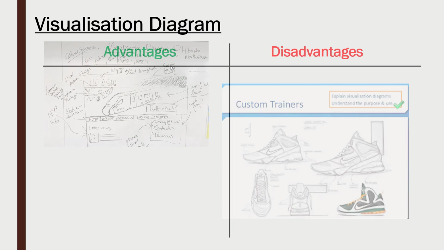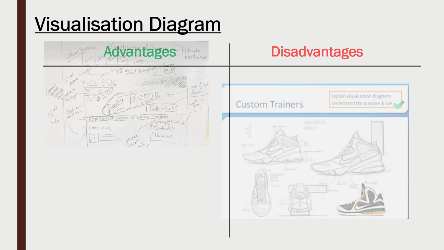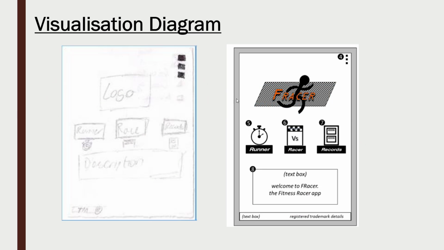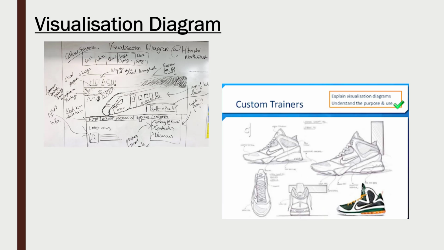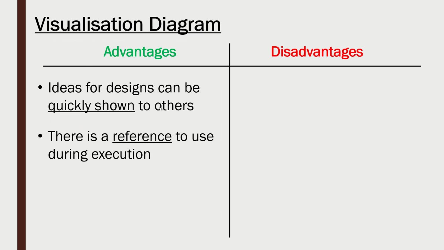So let us evaluate it. What is good about it is that your ideas can be very quickly shown to others. Assuming you've got some artistic talent, clearly I haven't, based on my drawing here, you can very quickly show what you want to achieve. It's quite obvious from looking at it, and also the annotations, what these items are. So it's very quick to show, very quick to understand, especially if you're trying to communicate it to other people.